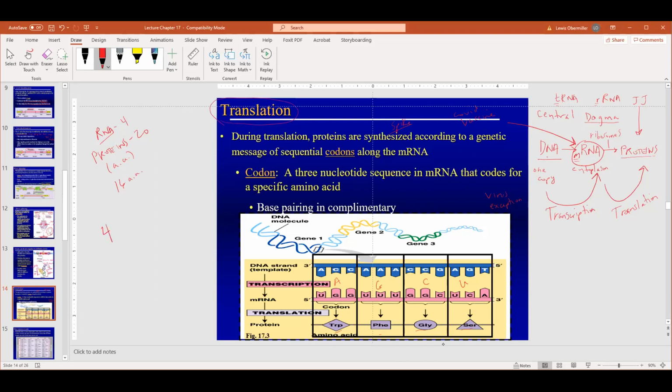And so if we use 2 letters instead of 1, then we could code, that would be 4 to the first, 4 to the second, which would be 16 combinations.